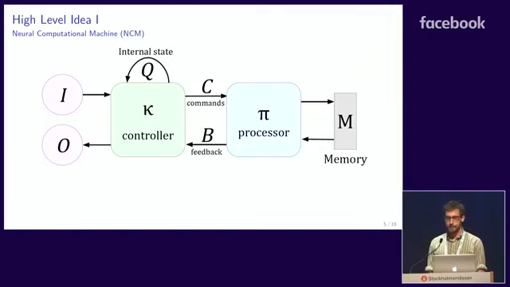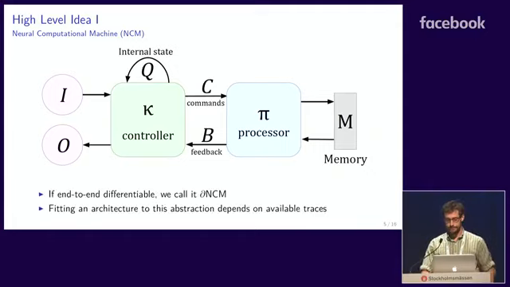So we describe this class as the neural computational machine, which consists of a controller and a processor and a memory. The controller at a high level takes input from the environment, decides what operation to tell the processor. The processor figures out how to interact with the memory and read from the memory and give that back to the controller. So if this entire architecture is differentiable, we can call this a differentiable neural computational machine.